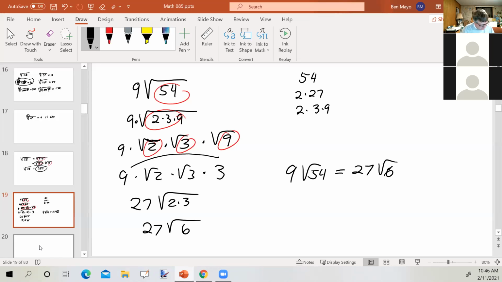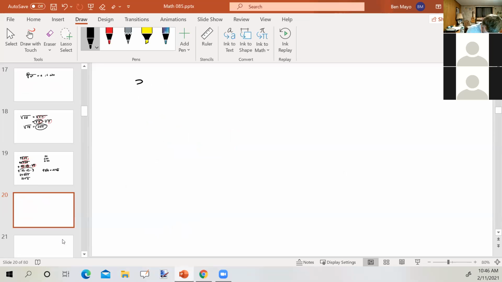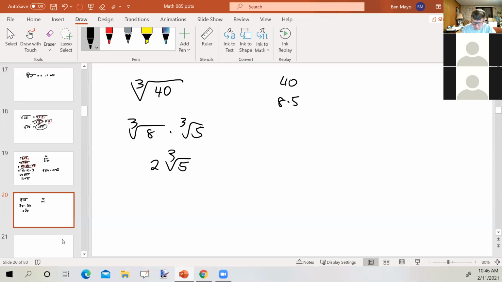Okay, now let's take a look at the cube root of 40. Now my index is a 3 instead of a 2. So I'm looking for cubes inside. Well, I happen to know that 40 is 8 times 5 and 8 is a cube. So I could just go in here and say that's going to be that. And then the cube root of 8 is 2. So I get 2 cube roots of 5.